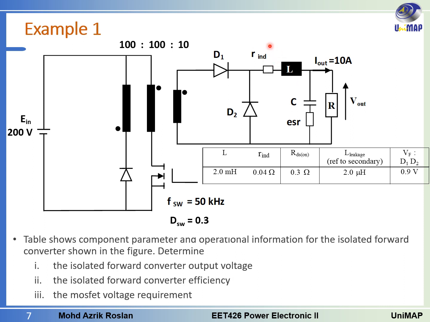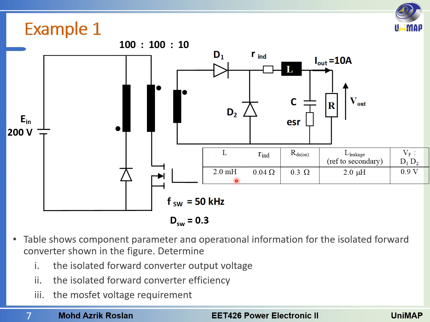Because the value of the inductor resistance is given, we will take it into consideration when we calculate the loss. And then we also have the capacitor here, and then we have the output current. The switching frequency is 50 kHz, and the duty cycle is 0.3. And these are all the parameters that we have.